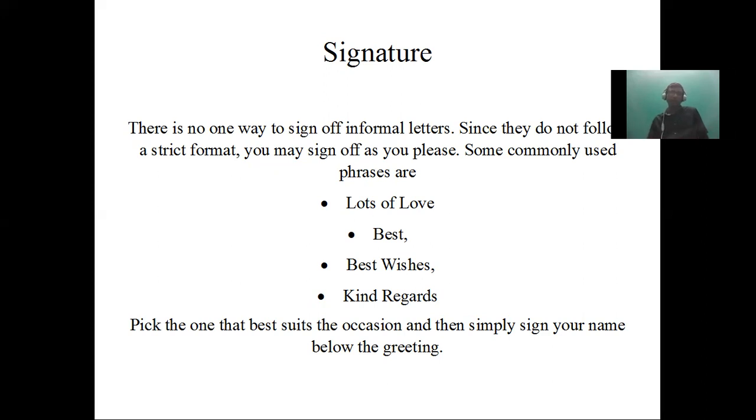That's why it is written. Pick the one that best suits the occasion and then simply sign your name below it. So just put best wishes, or anything from those phrases, then put your name below. If it is just a very casual greeting, you can just write your name.